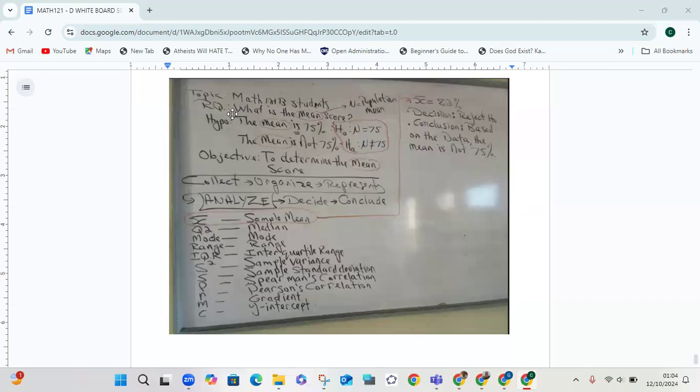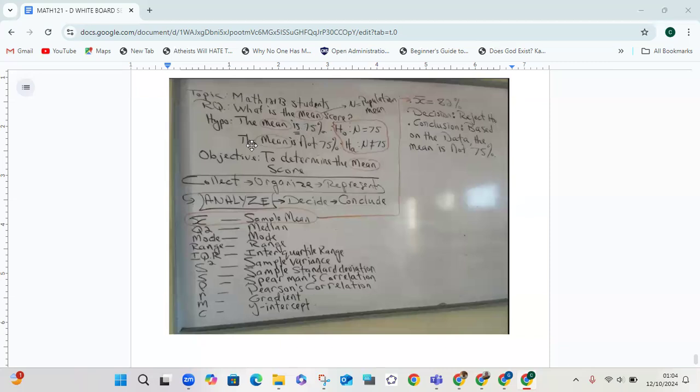Now, every question requires an answer. So an answer at the moment of the bat without evidence is called a hypothesis. Now, there are two types of hypothesis, the null and the alternative. The null hypothesis always carries the equal sign. So the null would say, well, the mean is 75%.